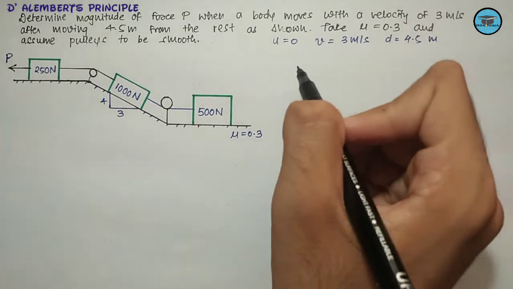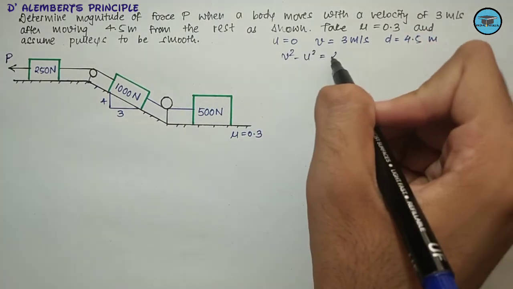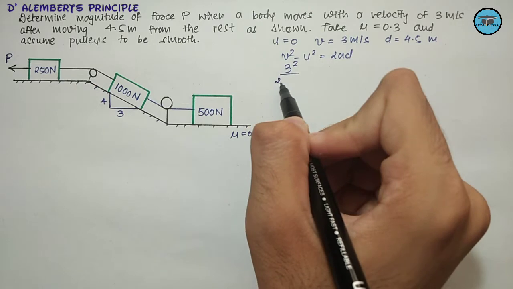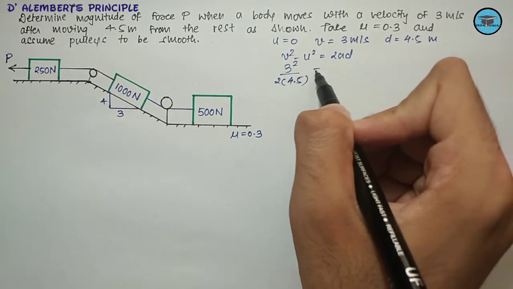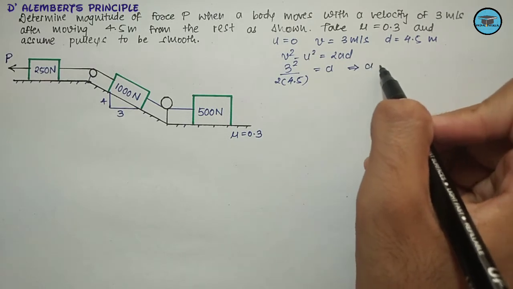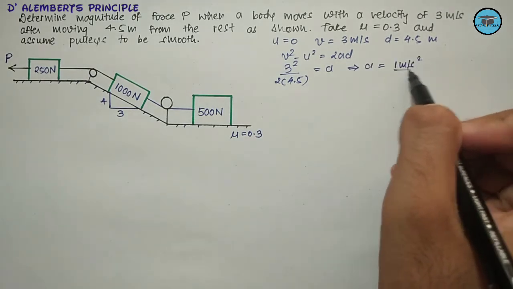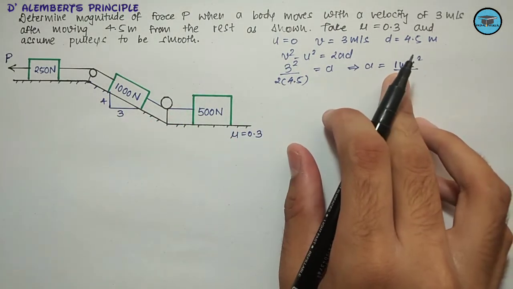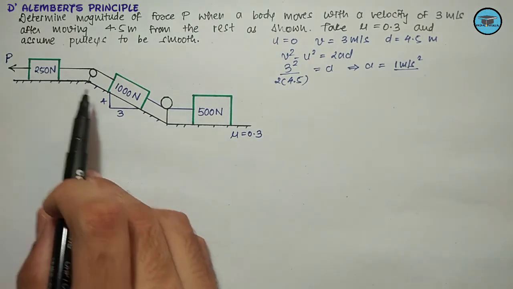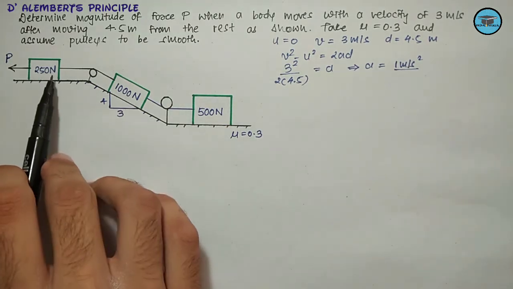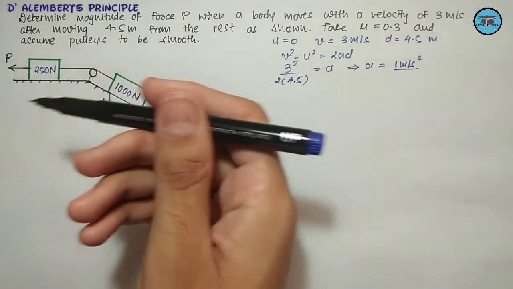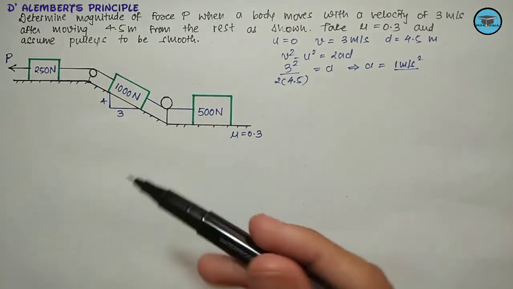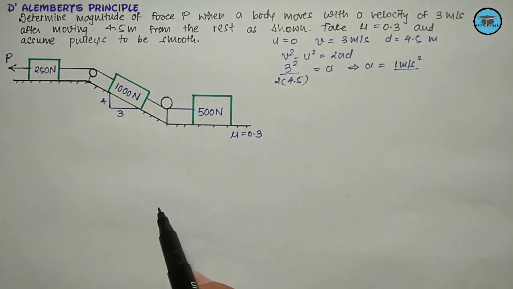By applying the laws of motion, v square minus u square equals 2ad. Placing the values, 3 square divided by 2 into 4.5 equals the acceleration, so the acceleration comes out to be 1 meter per second square. The acceleration of each individual block is also 1 meter per second square, so this block, this block and this block would all move with an acceleration of 1 meter per second square.